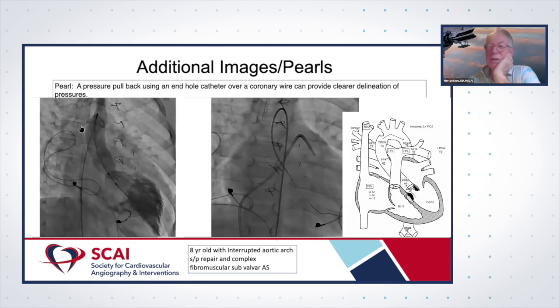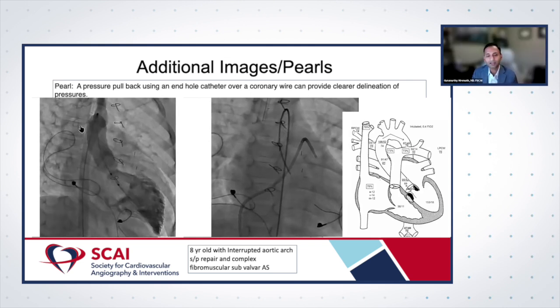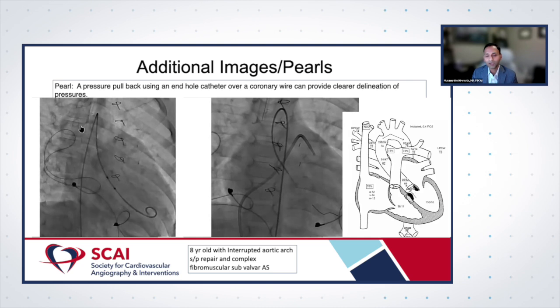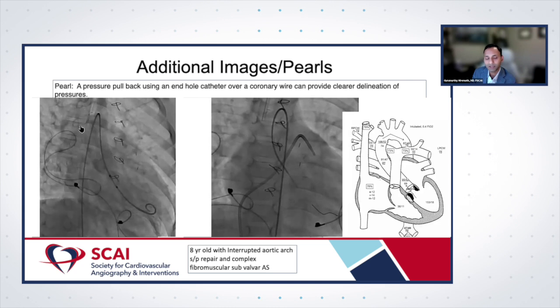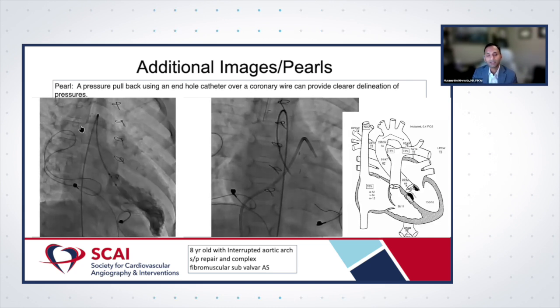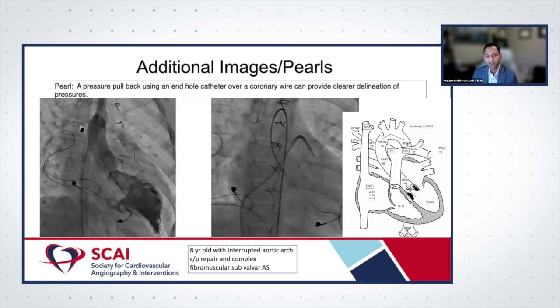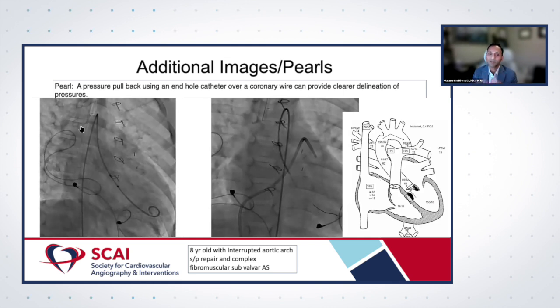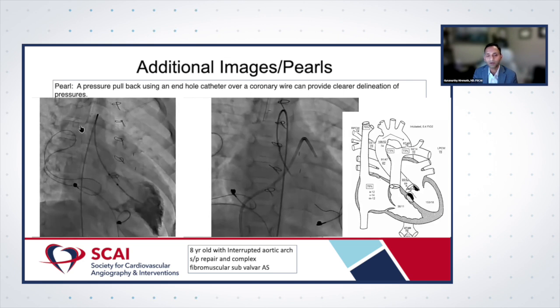You want to tell us about these? Yes, I just wanted to highlight how we approach in pediatrics multi-level gradients in the LVOT, or for that matter in the RVOT. Here's an example of an 8-year-old child with a past history of interrupted aortic arch repair and has a complex fibromuscular subvalvular aortic stenosis, as you can see in the LV angiogram on our left.